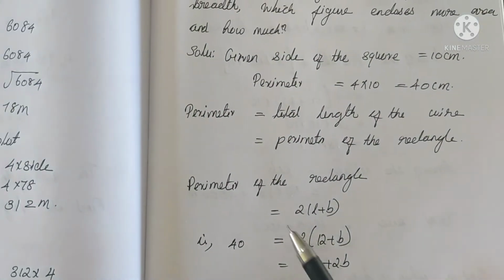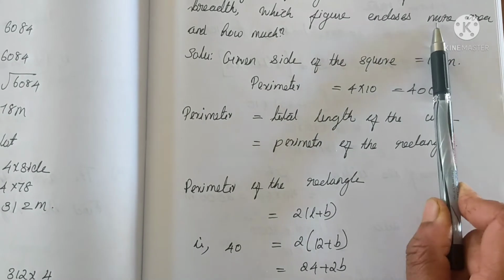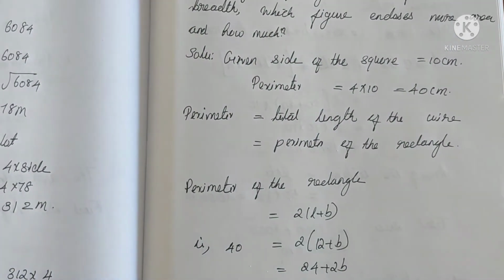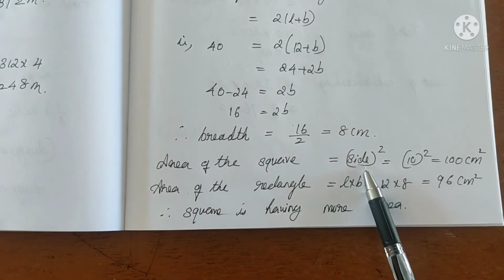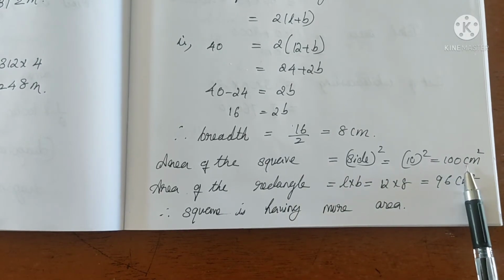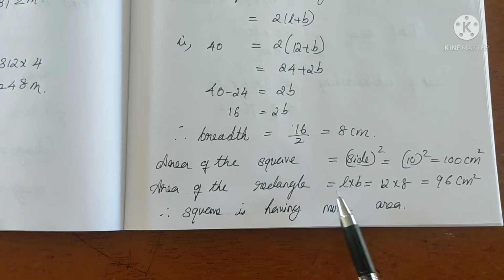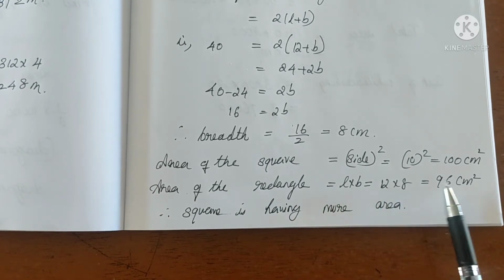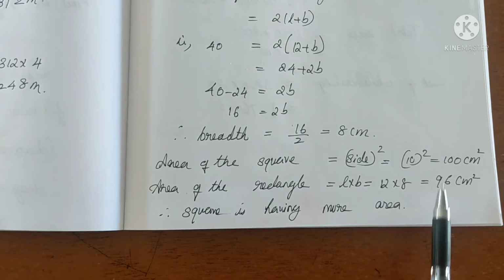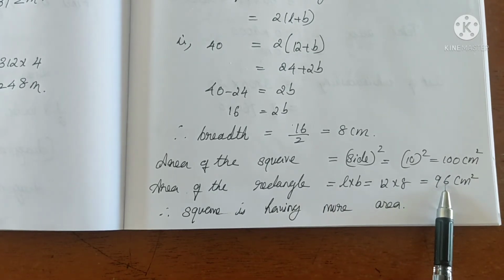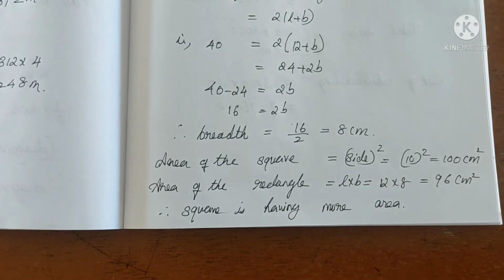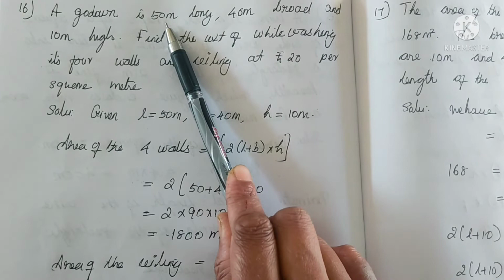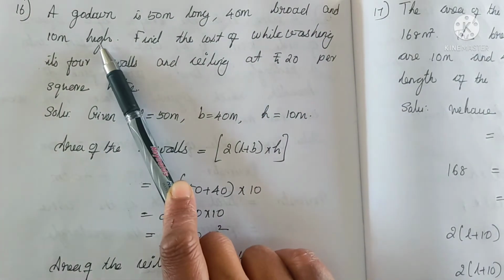And here we have to find one more thing. Which figure encloses more area and how much? Here we can find the area of the first one. Area of the square is equal to side square. 10 square is equal to 100 centimeter square. Area of the rectangle is equal to L into B. 12 into 8, which is equal to 96 centimeter square. What is the difference between these two? 4 centimeter square. Here area of the square is bigger than area of the rectangle, and it is more by 4 centimeter square. Number 16. A godown is 50 meter long, 40 meter broad and 10 meter high.